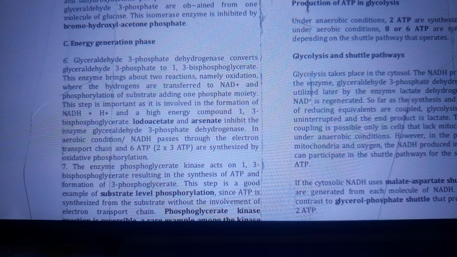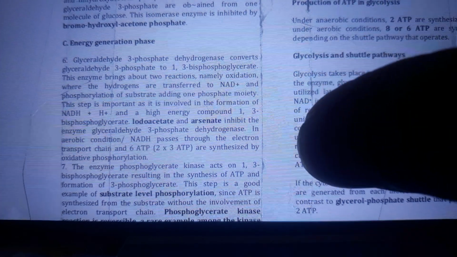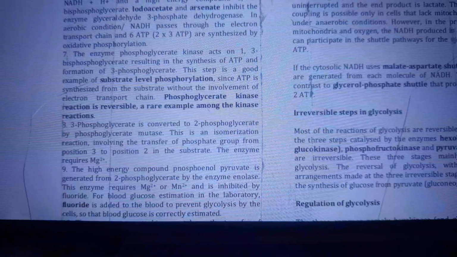The energy generation phase. Glyceraldehyde 3-phosphate dehydrogenase converts glyceraldehyde 3-phosphate to 1,3-bisphosphoglycerate. This enzyme brings about two reactions, namely oxidation, where the hydrogens are transferred to NAD+, and phosphorylation of the substrate, adding a phosphate moiety. The step is important as it is involved in the formation of NADH plus H plus and a high energy compound, 1,3-bisphosphoglycerate.